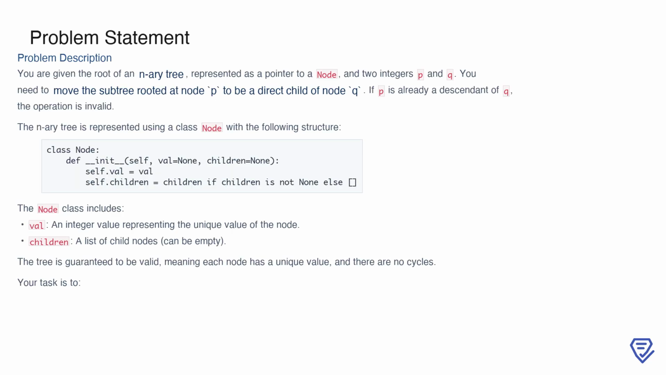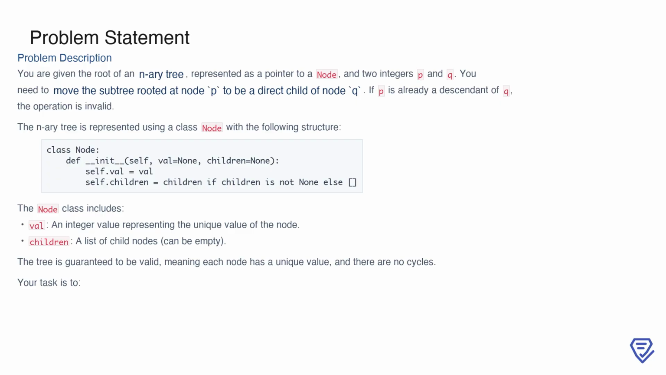In this problem, you are working with an N-Ary tree, which is a tree where each node can have multiple children. The tree is represented using a class called Node, where each node has a value, val, and a list of its child nodes, children. You are given the root of the tree along with two integers, p and q. The task is to move the subtree rooted at node p so that it becomes a direct child of node q. However, there is an important constraint: if p is already a descendant of q, this operation is considered invalid.